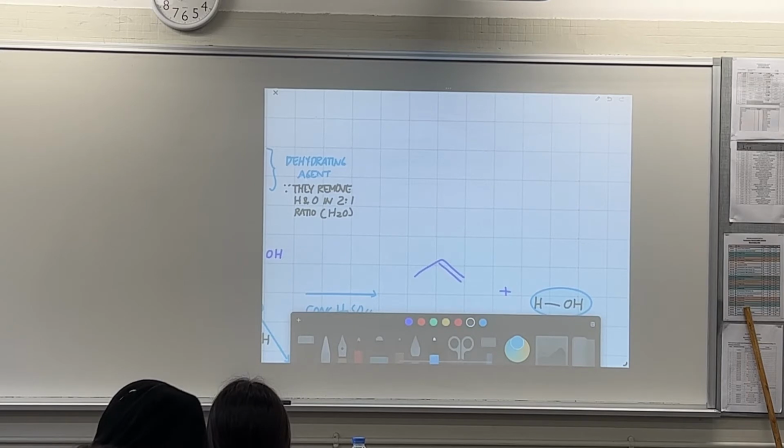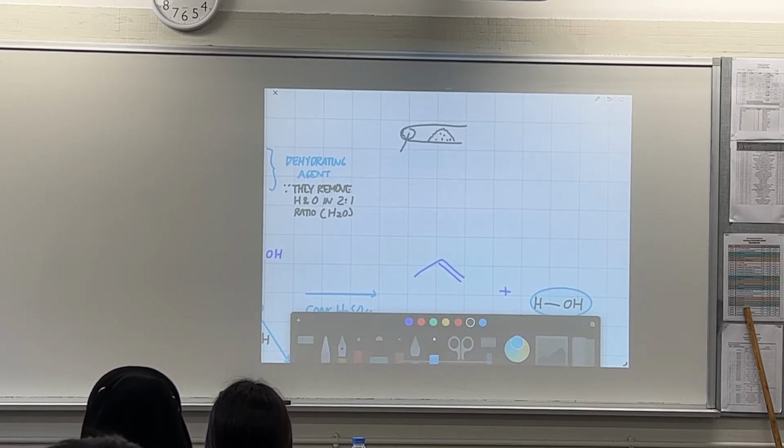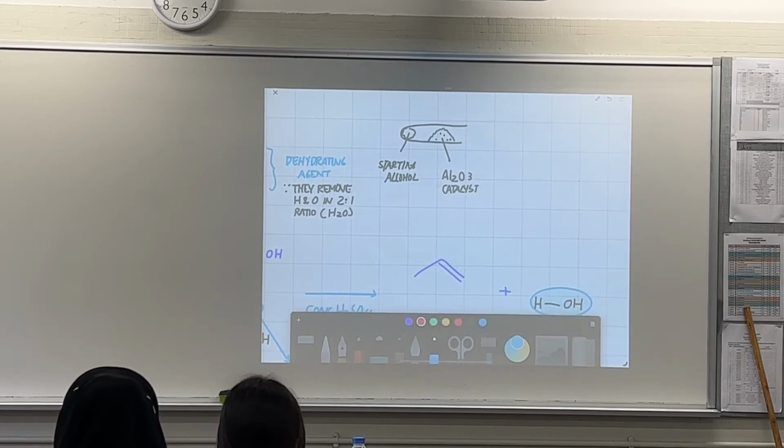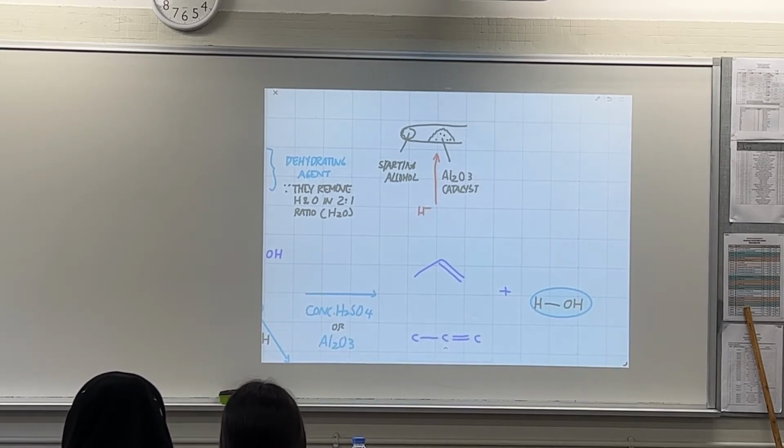Okay, so this is what the setup looks like. It looks kind of like cracking, if you ask me. So in here, this is the starting alcohol. It is soaked in mineral wool, and then we have in here the aluminum oxide catalyst. Just like with cracking, you must not heat the alcohol directly. For one, it is flammable, and secondly, if you heat the alcohol directly, it will vaporize instead of being dehydrated. So we must heat the catalyst instead.